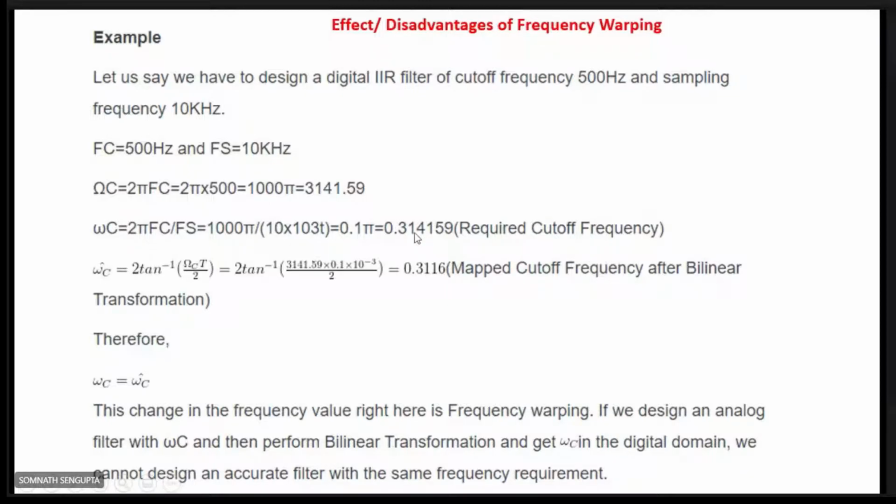But actually it should be 0.314, but due to warping or due to the bilinear transformation, it is getting reduced. It is becoming 0.3116. So omega c, desired, is 0.314, but we are getting 0.3116. So this is the drawback, or this is the effect of frequency warping.